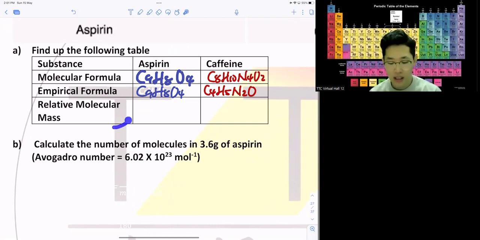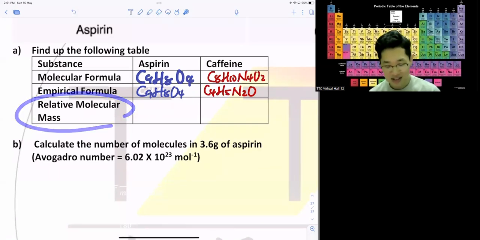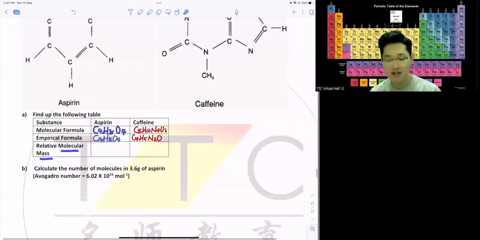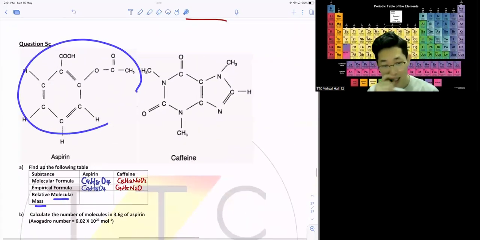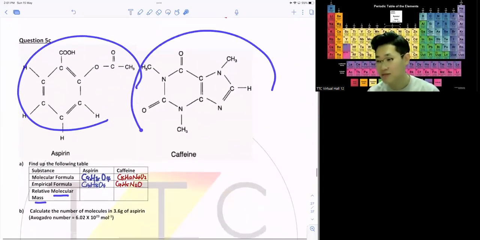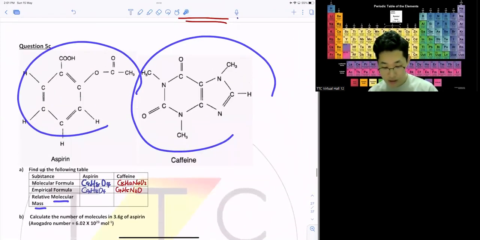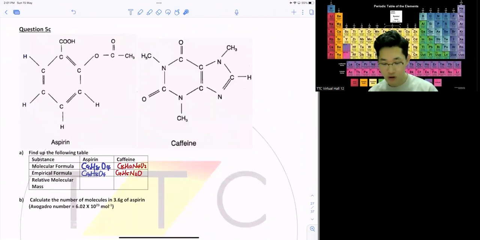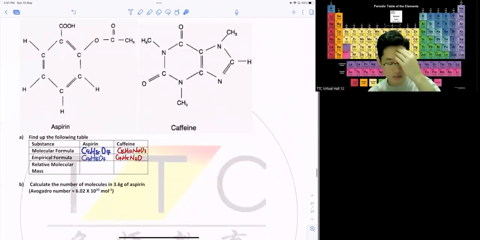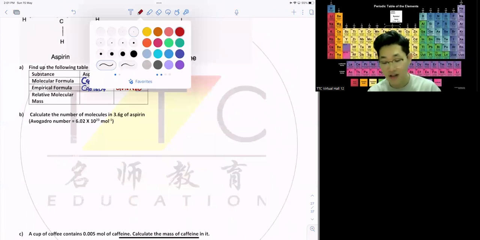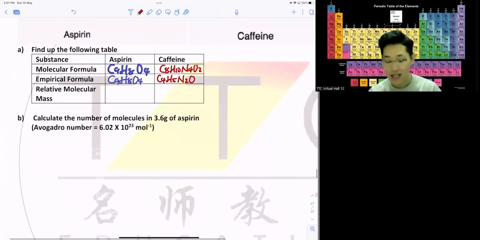Relative molecular mass. The mass of the molecule, that means you plus everything up together. Okay, plus everything up together. Yeah, I forgot to give the atomic mass. Never mind. I give you the value. I give you the figure.